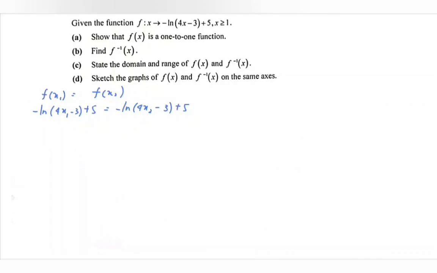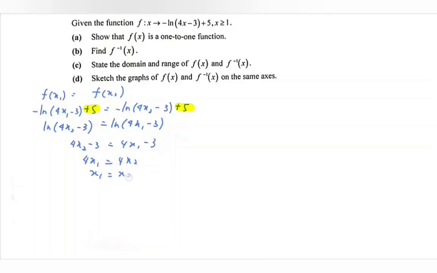So we may simplify the situation: the plus 5 and plus 5 cancel, so 0, and then we have to rearrange. So we have ln(4x2 minus 3) equals ln(4x1 minus 3). So we may compare: 4x2 minus 3 equals 4x1 minus 3. We may rearrange and then simplify. So we have 4x1 equals 4x2. So x1 equals x2.